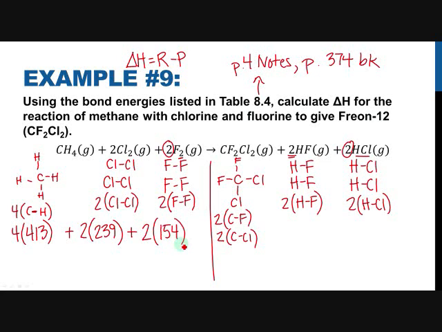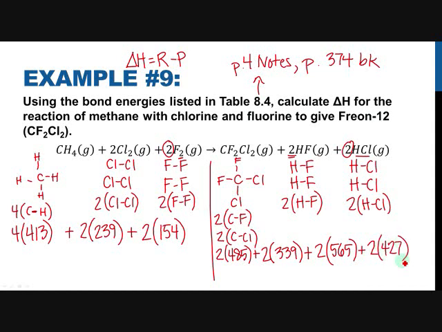Then for the products, now here we have 2 numbers, remember. So we have 2 times the CF bond, which is 485, plus 2 times the CCl bond, which is 339, plus 2 times the HF bond, which is 565, plus 2 times the 427 for the HCl bond.